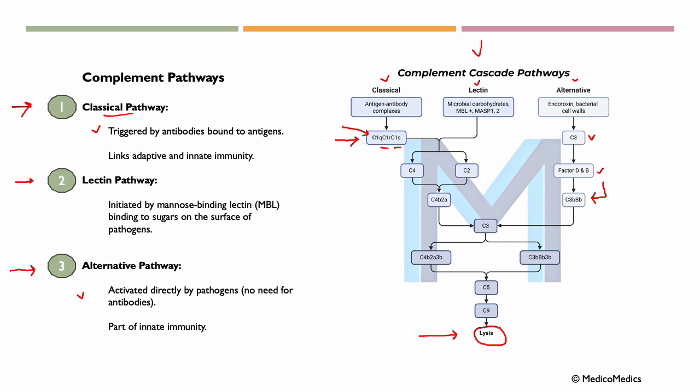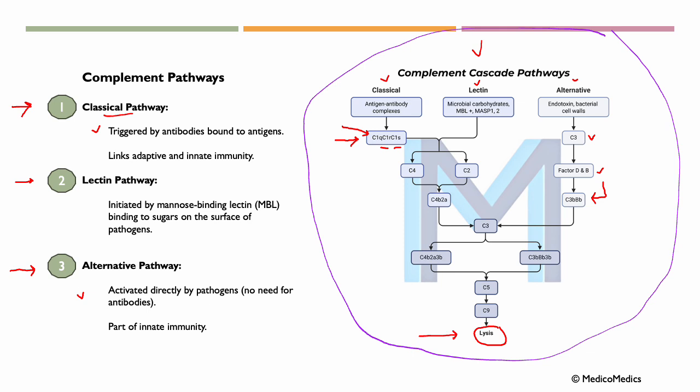Now let's pay a bit closer attention to the illustration right here. You can see the difference between the classical, lectin, and alternative pathways. Despite their different starting points, all three of them converge at a specific point. It is the activation of C3. See, in the classical and lectin pathways, activation proceeds through C4 and C2, which together form C4b2a, which is a C3 convertase that cleaves C3.